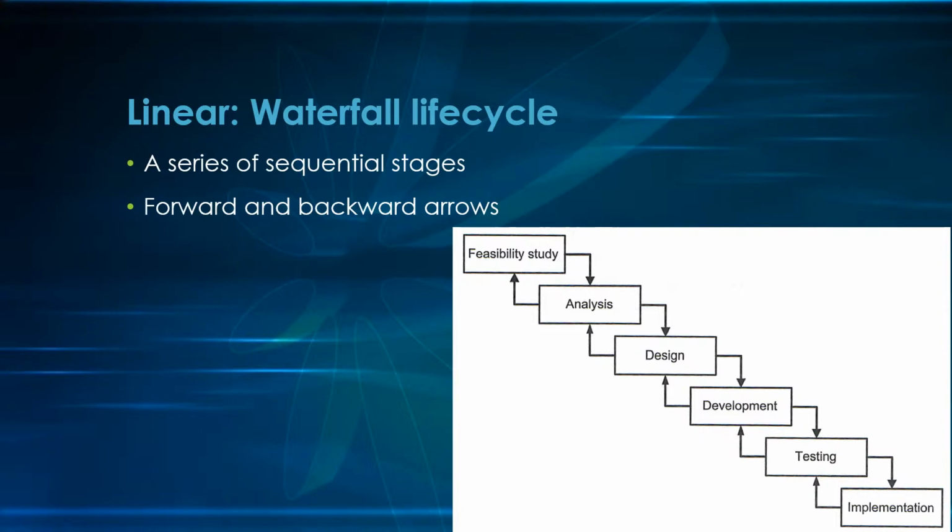However, there are forward and backward arrows. So the backwards indicates that at each stage you need to check that scope hasn't expanded and that the current stage has been built logically from its predecessor.